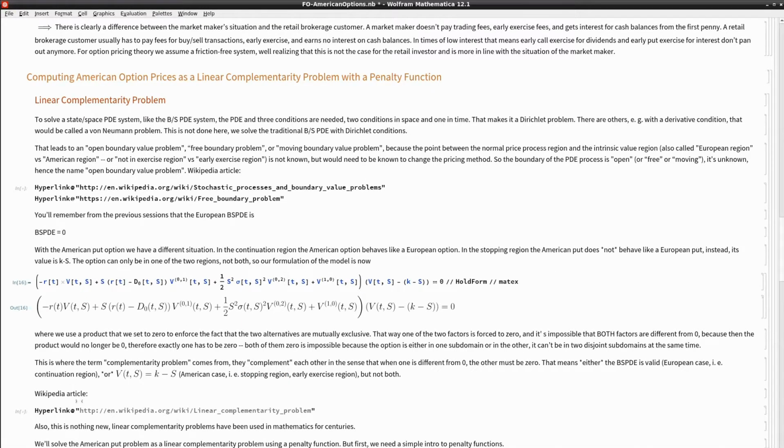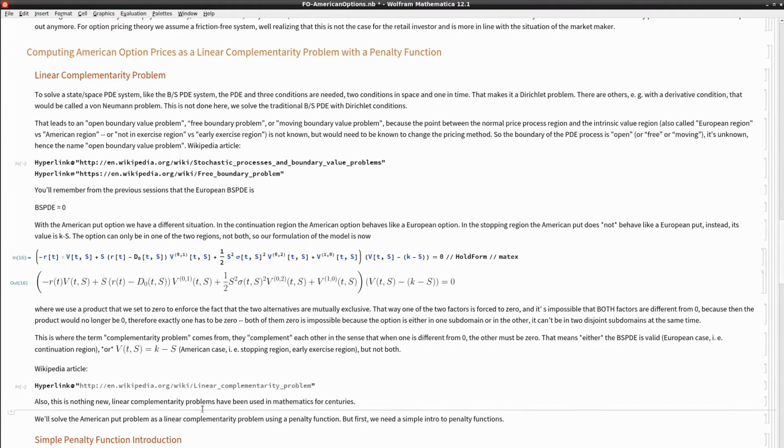All right, so here's a Wikipedia link about the linear complementarity problem. All of this is really nothing new. Linear complementarity problems have been used in mathematics for centuries. It is absolutely nothing new conceptually. And we'll now solve the American put problem as a linear complementarity problem by using a penalty function. I need to prepare this a little bit. We first need a simple introduction to penalty functions.